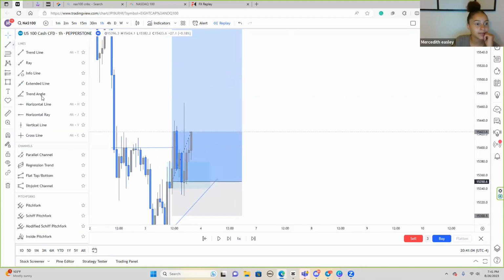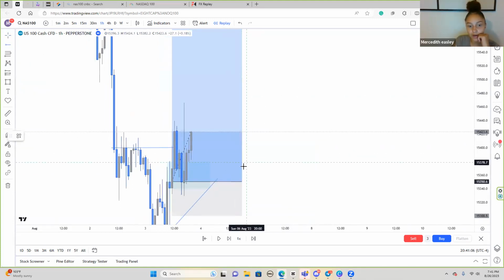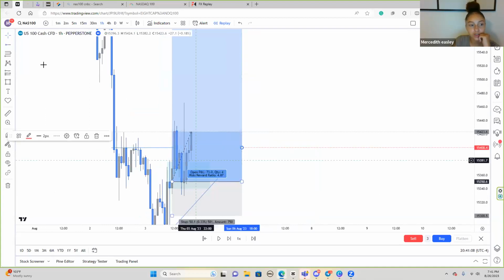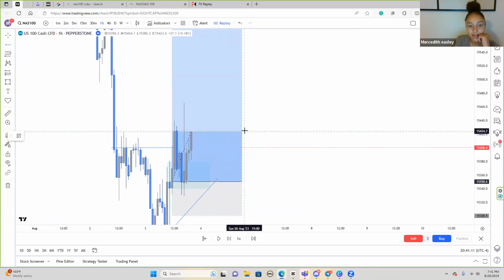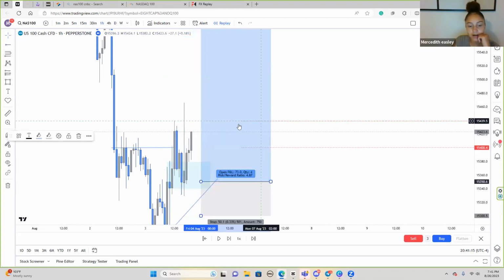But let's keep it going. So let's say, you know, this was our TP1. So TP1 was hit. Let's say this wick up here is TP2. I see price likes this area.